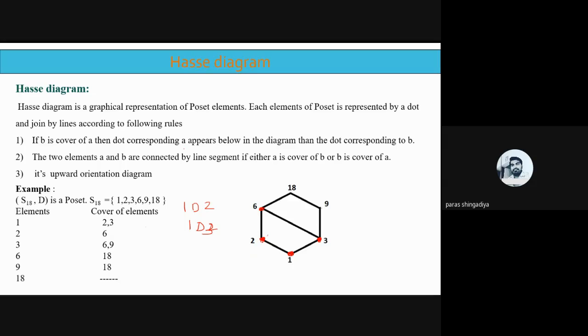Now 6 is the cover element of 2, so connect 6 to 2, and for 3, two entries are there, 6 and 9. The place of 6 is already defined, now consider the place of 9, that should be above in comparison to the place of 3. So connect 3 to 6, 3 to 9 by the line segment. And now 18 is the cover element of 6 and 9 both. So consider the place of 18 here, and connect 6 to 18 and 9 to 18.